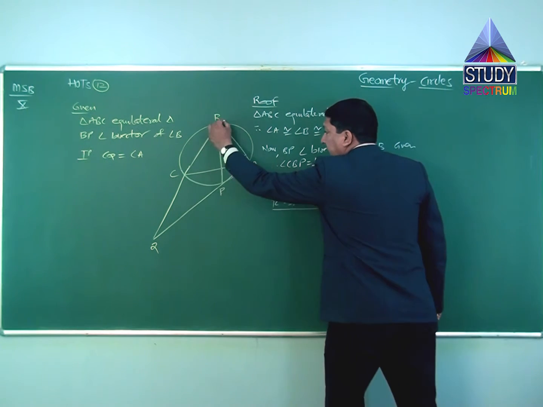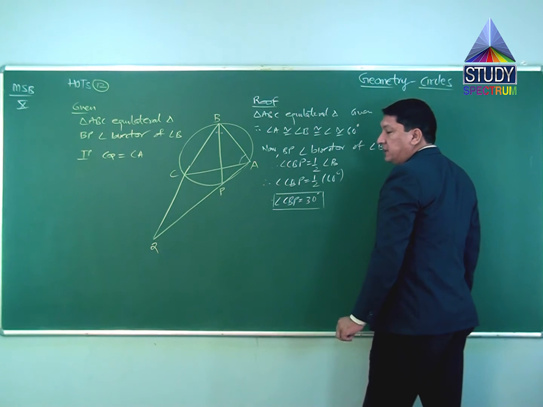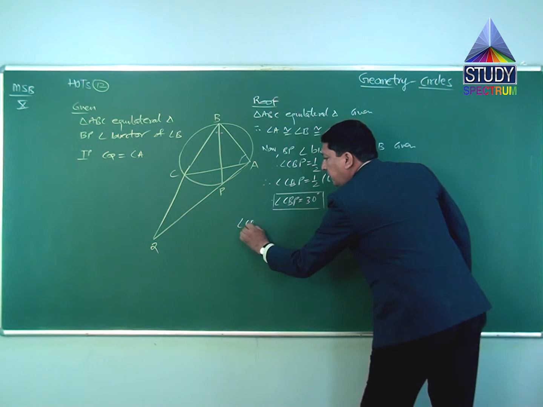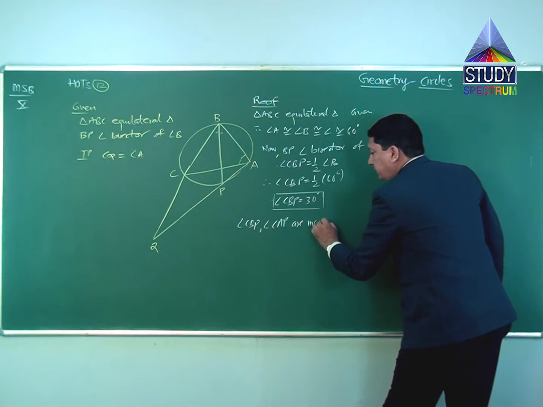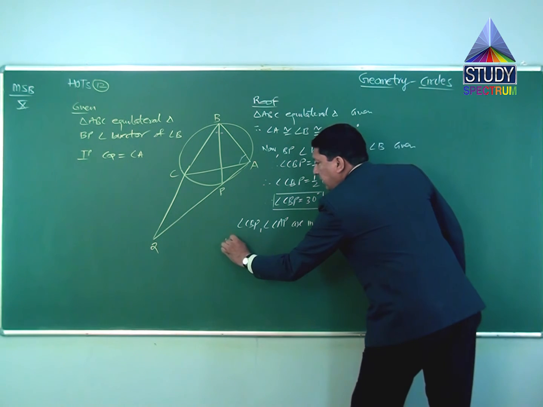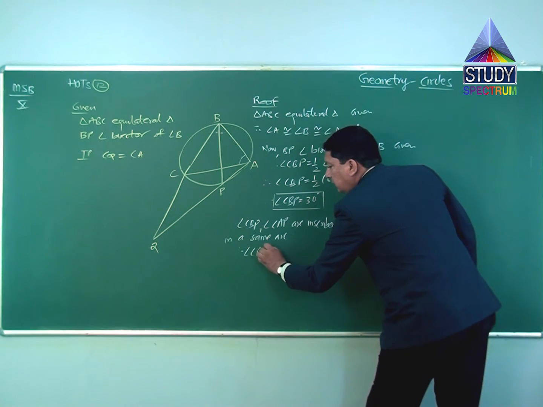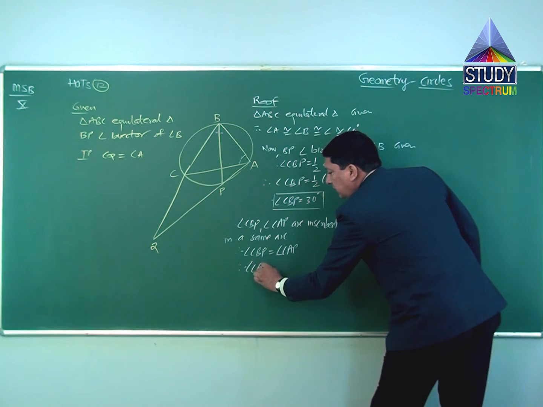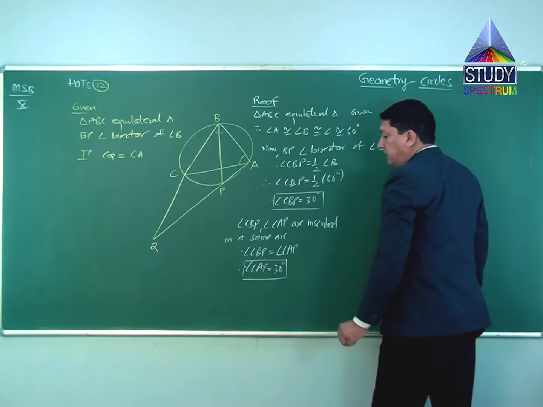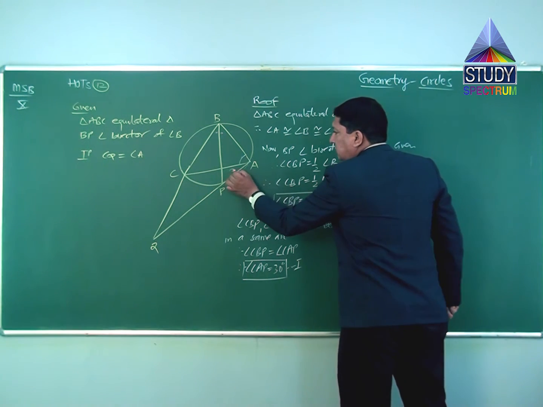Now, angle CBP and angle CAP have to be same because both angles are inscribed in the same arc. Angle CBP, angle CAP are inscribed in a same arc. Therefore, angle CBP is equal to angle CAP. Therefore, angle CAP also 30 degree. So we got angle CAP as 30 degree, first equation. So as of now, this angle is 30, we got.